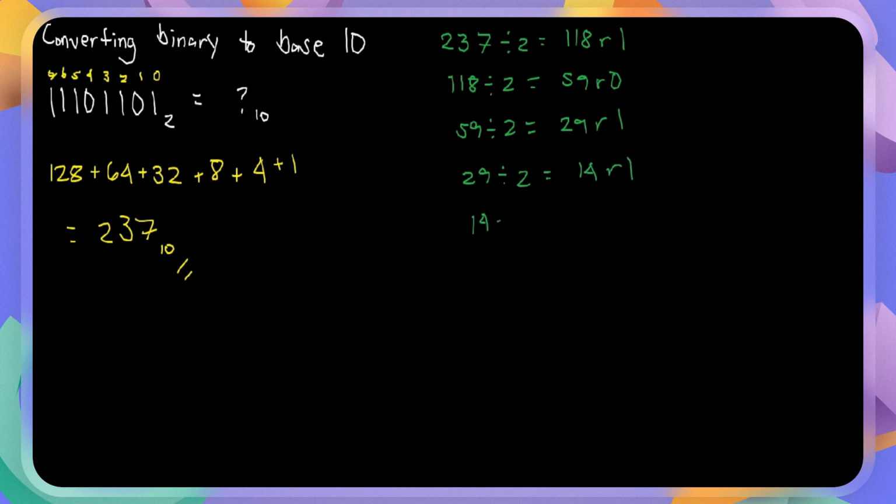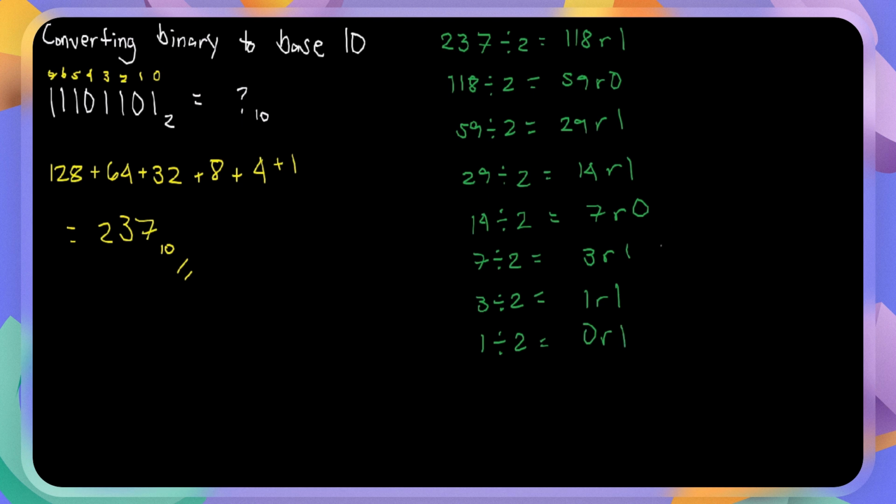14 divided by 2 is going to be 7, remainder 0. 7 divided by 2 is going to be 3, remainder 1. And then 3 divided by 2 is going to be 1, remainder 1. Then 1 divided by 2 is obviously going to be 0, remainder 1.